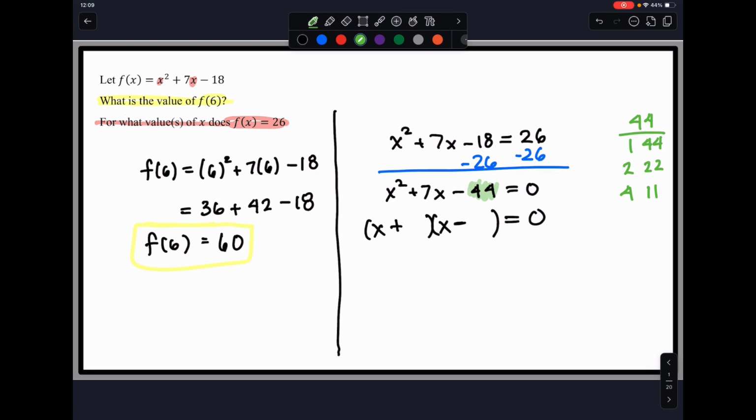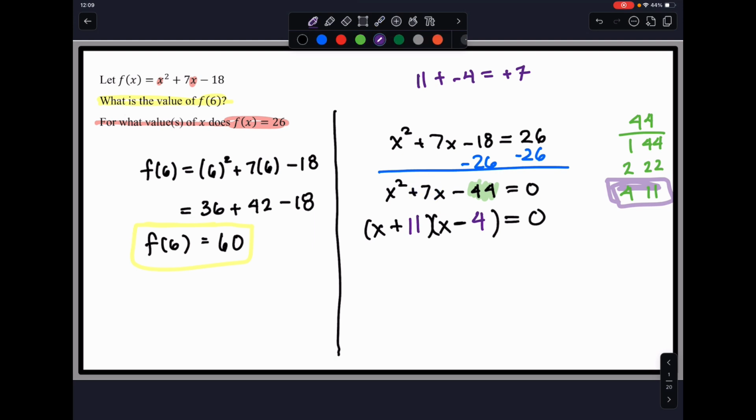So here I have the factors of 44 right here in green, and of these sets, the one that I'm going to use is the last set right here of 11 and 4. The reason I'm using that one was by trial and error. I found that when I use an 11 and a 4, the positive 11 plus the negative 4 adds up to a positive 7, which matches this term right there.